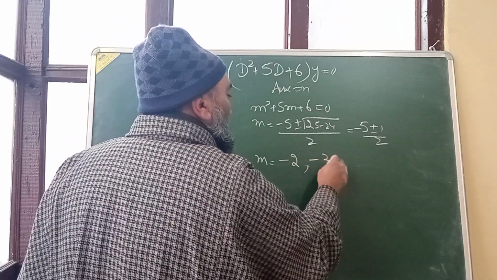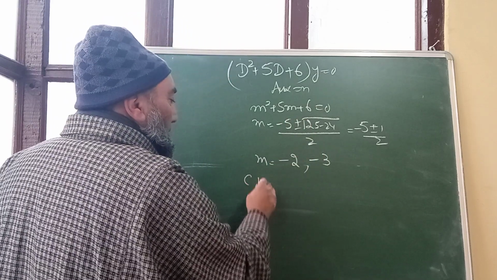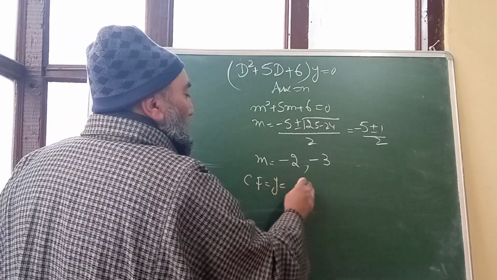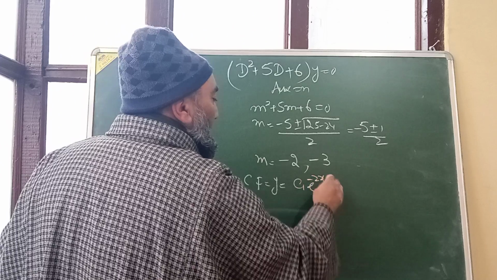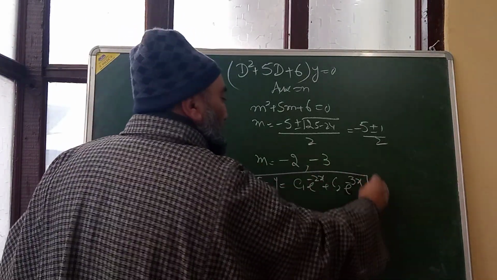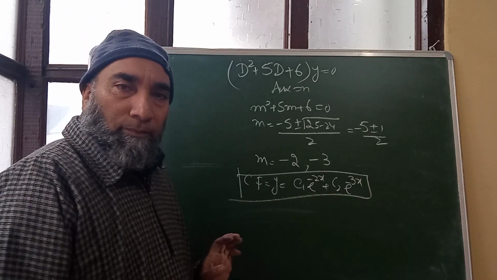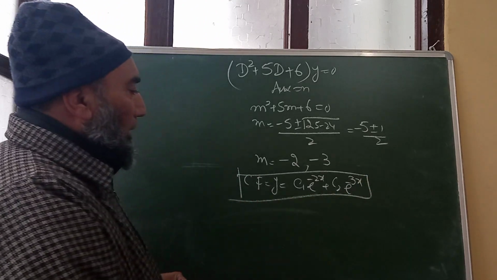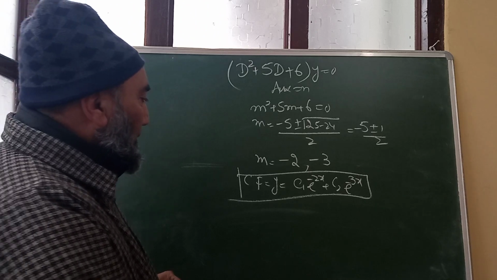It is minus 3. So the complementary function solution is c1 e raised power minus 2x, c2 e raised power minus 3x. Got it? Fine? Okay. Let me have one more question.